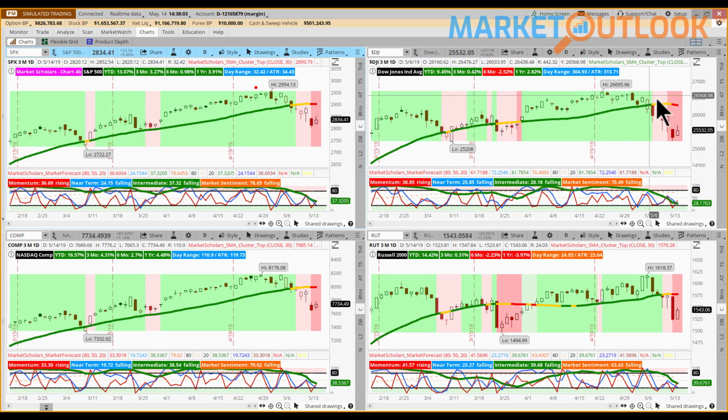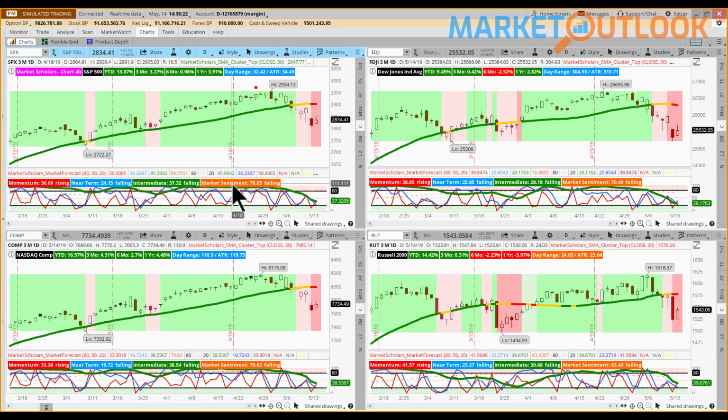So again, notice that is the case with all four of these indices as well. So things are not necessarily looking so good. One other thing that I would point out that's somewhat new is that the market sentiment line on the NASDAQ is now known as bearish.